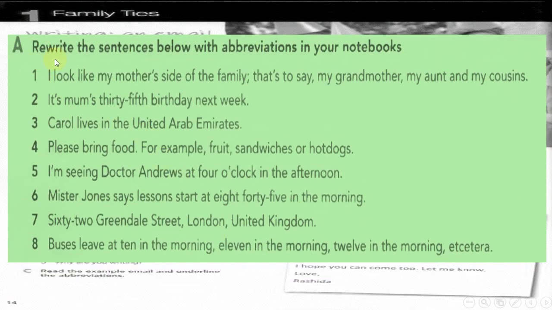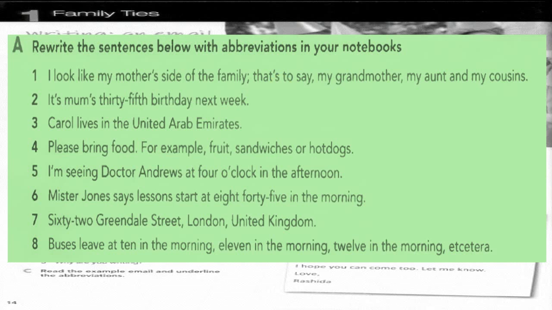Now, my dear students, I need you to rewrite the sentences given below with abbreviations in your notebook. هنعيد كتابة هاي الجمل اللي قدامنا، نستخدم الاختصارات اللي أخذناها قبل شوية في دفاترنا. Look at number 1. I look like my mother's side of the family, that's to say, my grandmother, my aunt, and my cousins. Here, my dear students, you may pause the video, then come back to check the answer. But I need you first to do that yourself in your notebook.